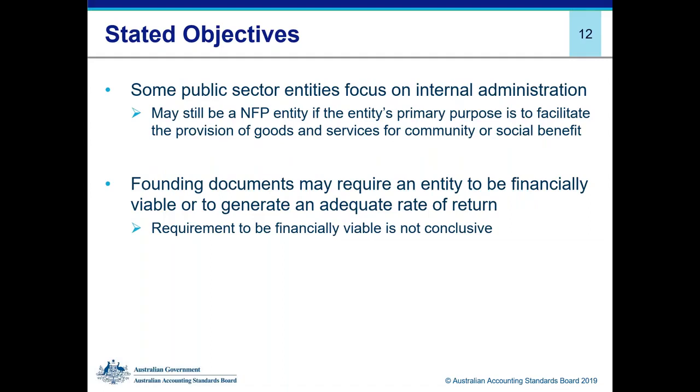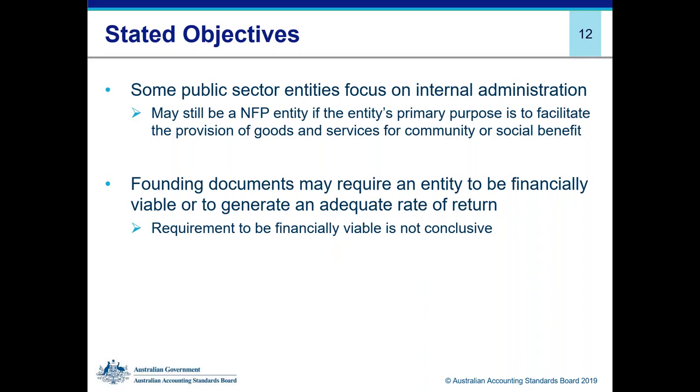Just another thing to bear in mind with stated objectives: for public sector entities, their focus could be on internal administration rather than having a stated objective of directly providing goods and services for community or social benefit. In that case, such an entity may still be a not-for-profit entity if its primary purpose is to facilitate the provision of goods and services for community or social benefit. So facilitating indirectly in that way would be okay.